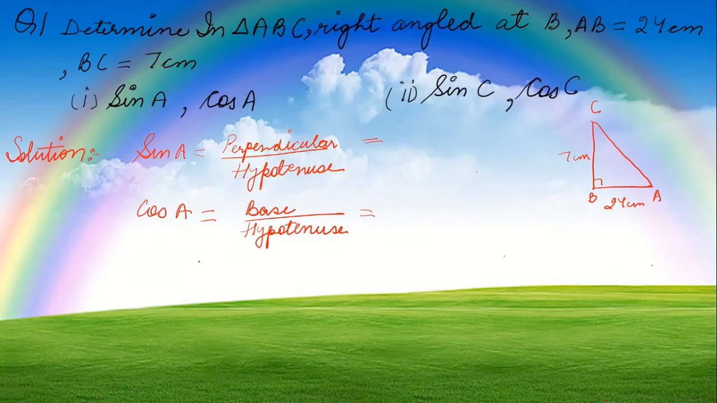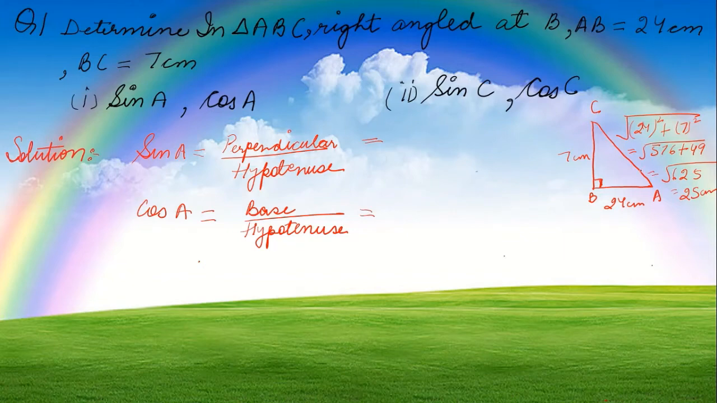Now this is a right angle triangle, right angled at B. So using Pythagoras theorem you can calculate AC. So it will be 24 square plus 7 square. So 24 square is 576 plus 49, so it is 625. So it is 25. Okay.